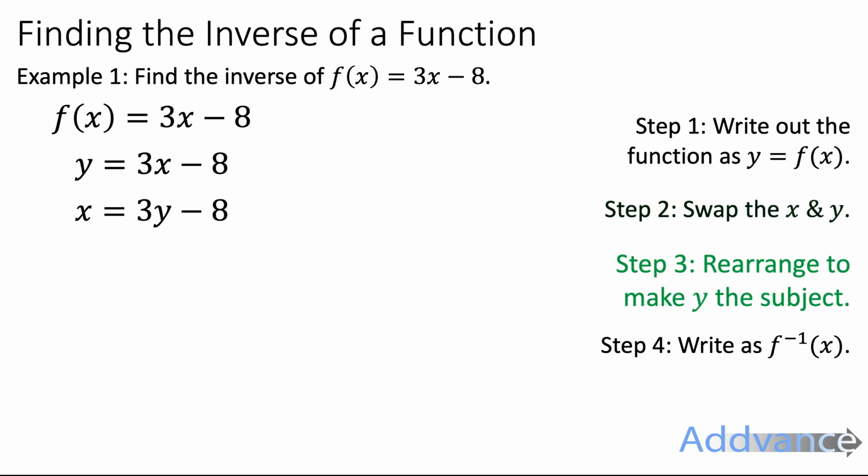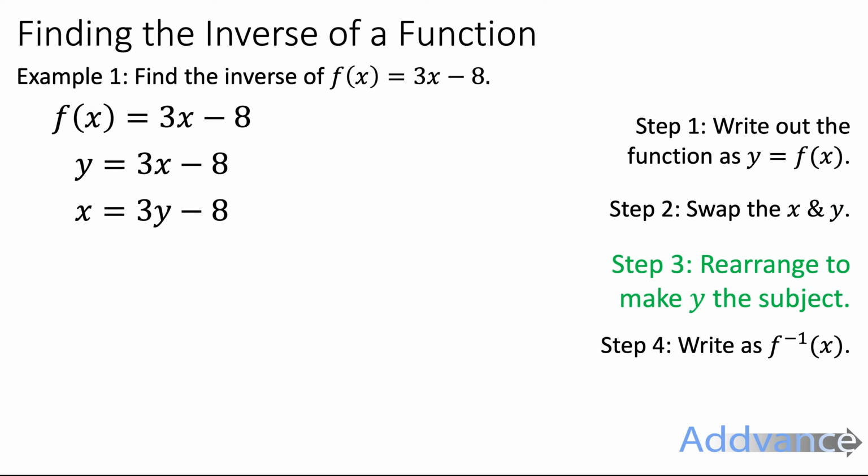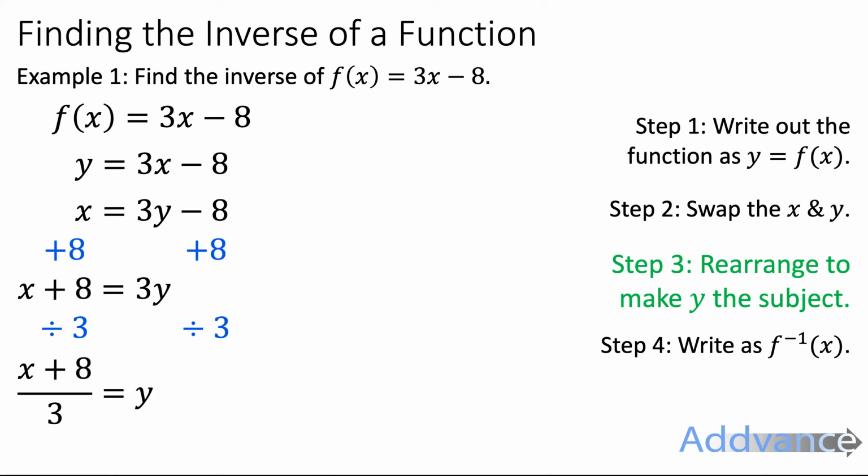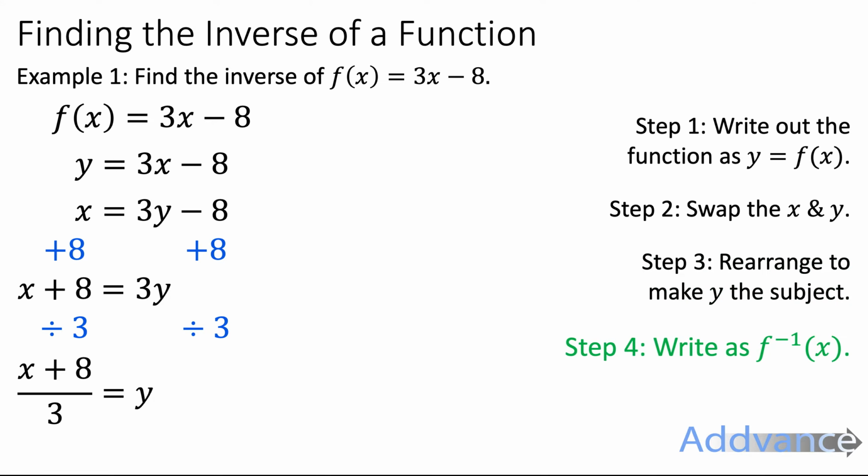And step 3, we're going to rearrange just with a bit of algebra. Going to get rid of the minus 8 by adding 8 to both sides. Get x plus 8 equals 3y. Going to get rid of times by 3 by dividing by 3. And get x plus 8 divided by 3 is equal to y. And then finally, step 4, we're going to write it as the inverse of f of x. So we write f to the minus 1 of x equals x plus 8 over 3. And we have finished. We have found the inverse of f of x.